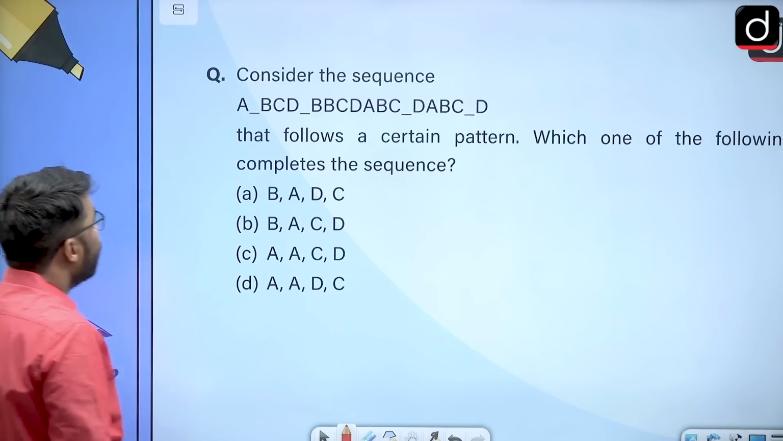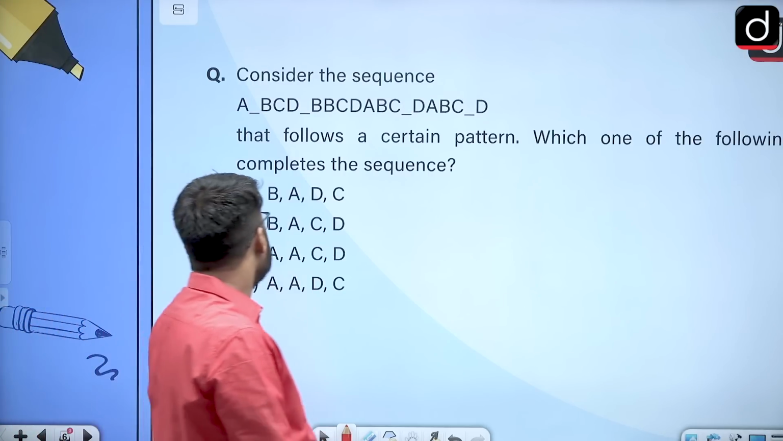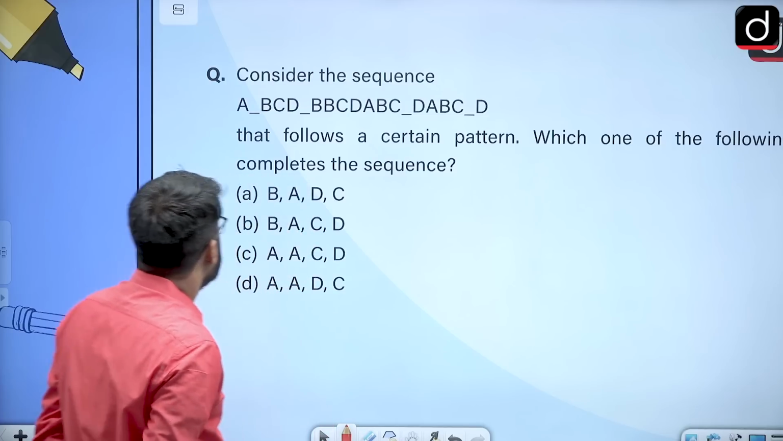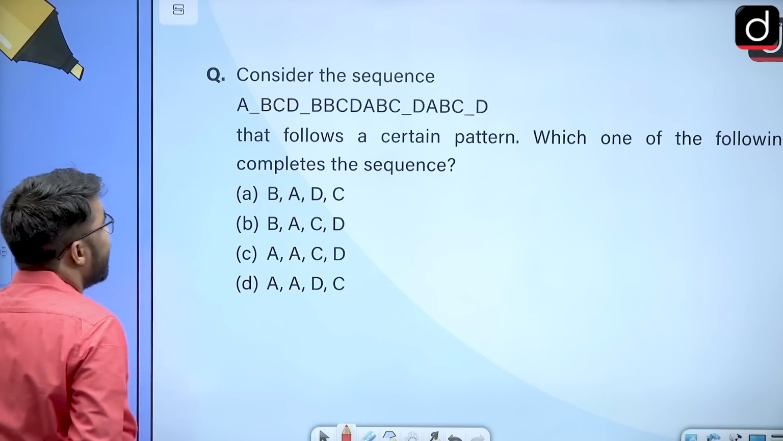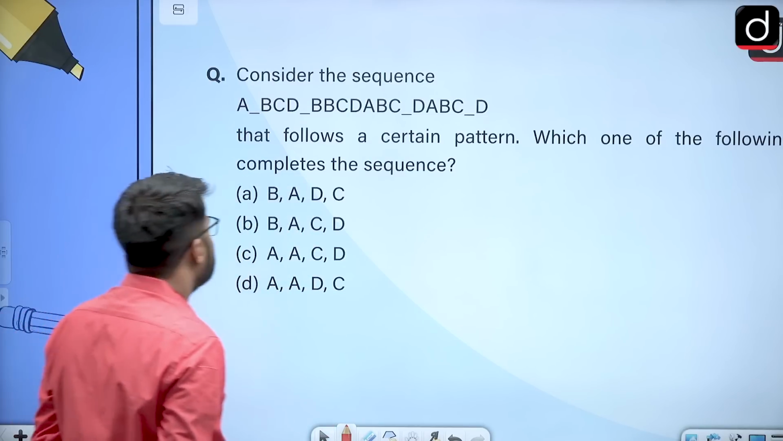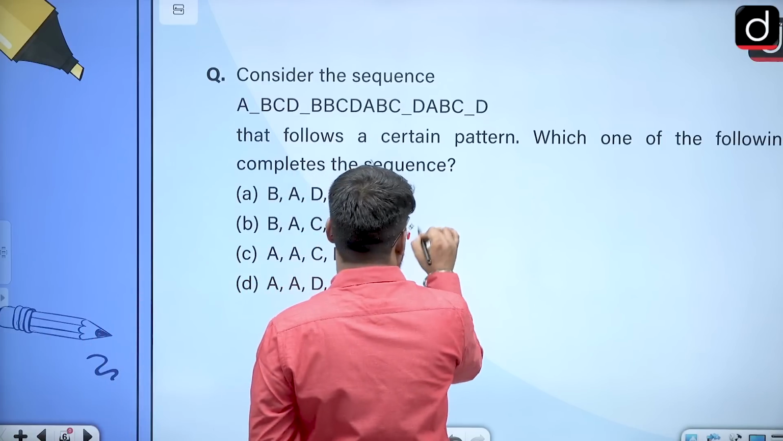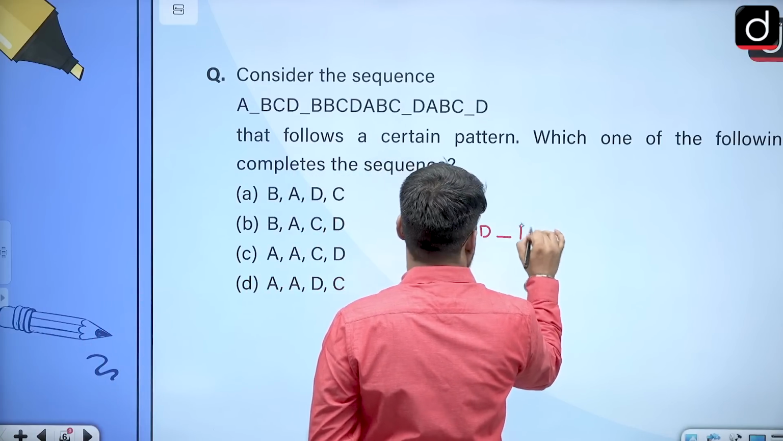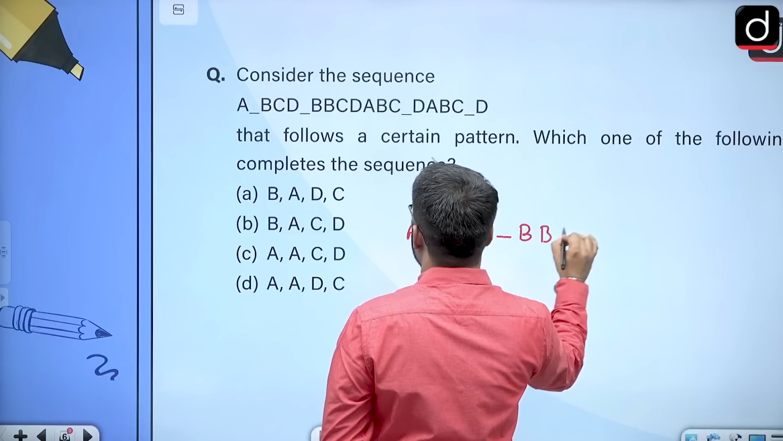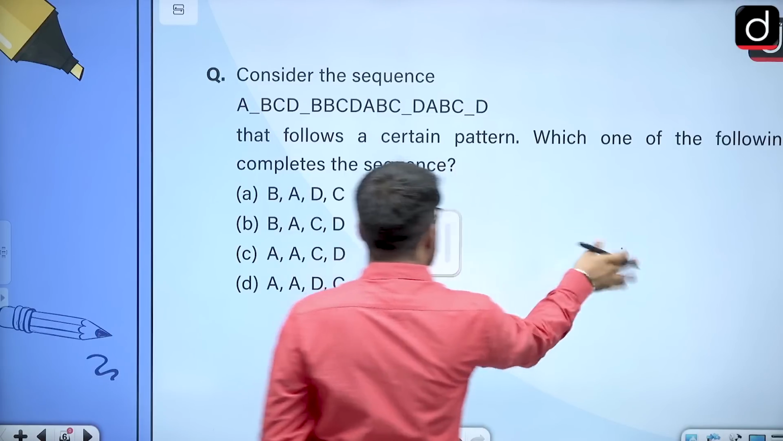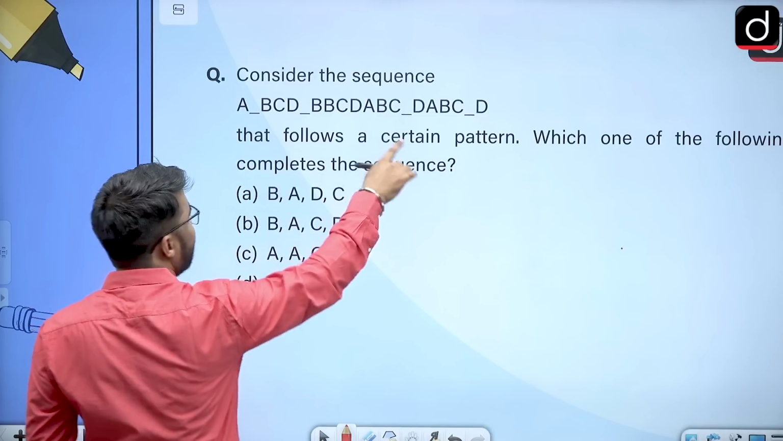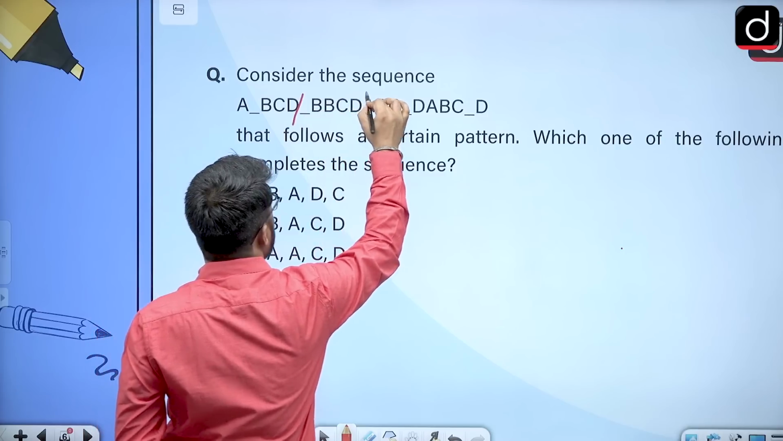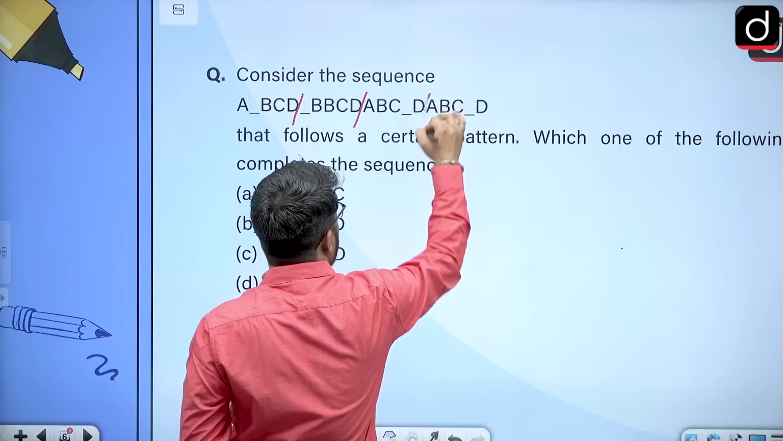Right. Now this was a question on letter series: A dash B C D dash B B C D A B C dash D A B C dash D. So now let's not write it here. As I can see, there are 20 letters. I will divide this expression into groups of 5 each.